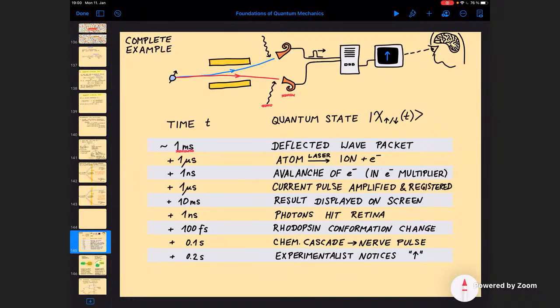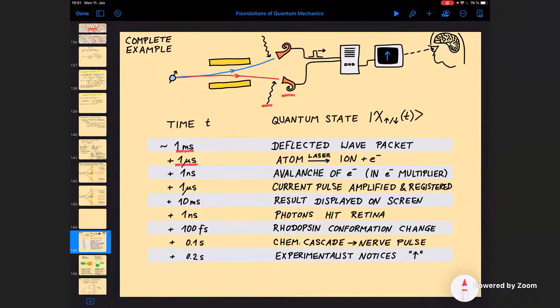But first, you have used the laser to ionize the atom. Maybe this takes 1 microsecond. The question is, can we make the cut now? And that's already a good question because this laser has ripped out the electron. The photon was absorbed, it ripped out the electron, and the ion and the electron fly apart.